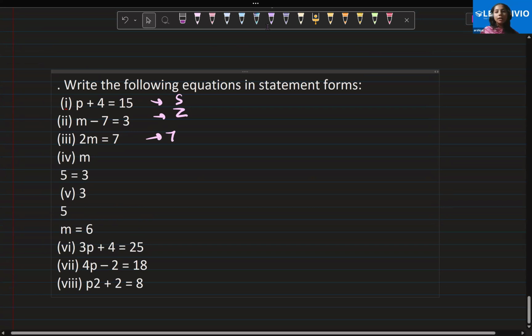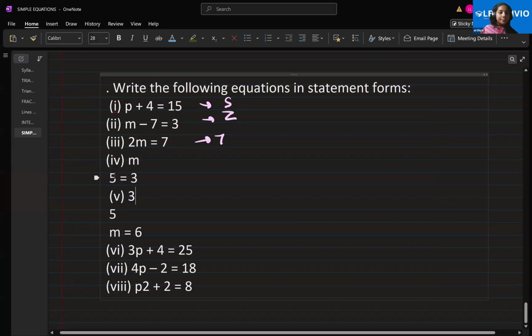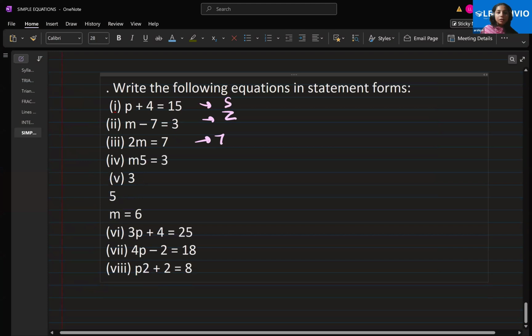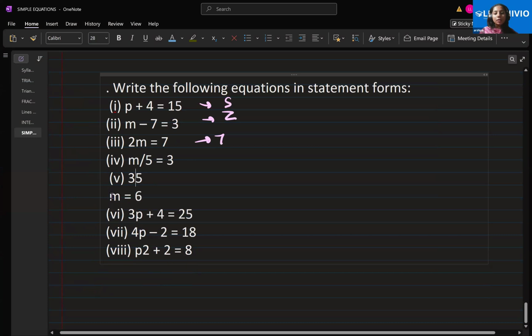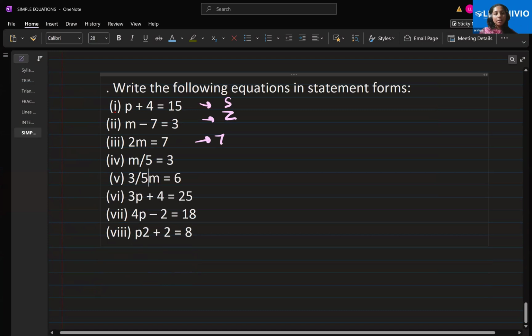Give me 1 sec. Okay, write it down. Everyone try the fourth one. M by 5 is 3. This one is 3 by 5. M is 6.